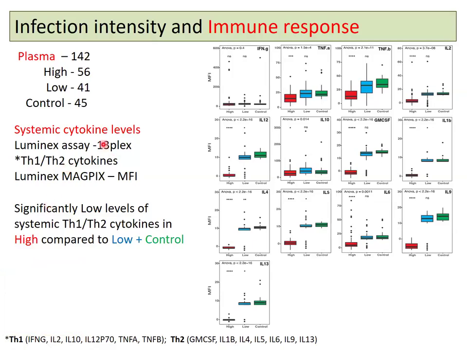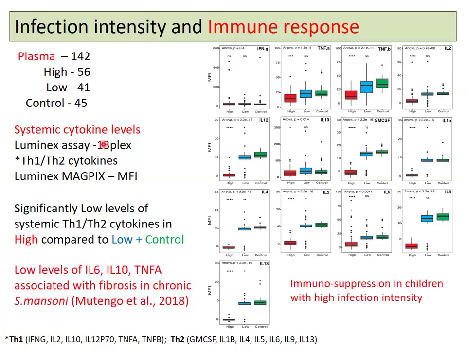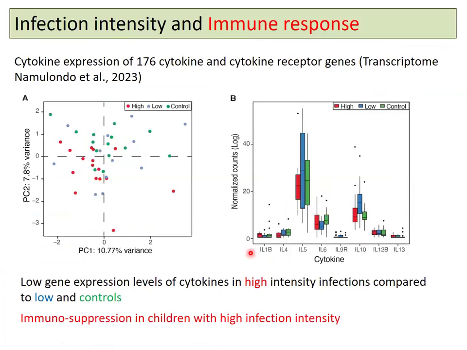Okay, so the summary from this is that there was immunosuppression in most of these children who had a high infection intensity, because it was quite evident based on what we observed.